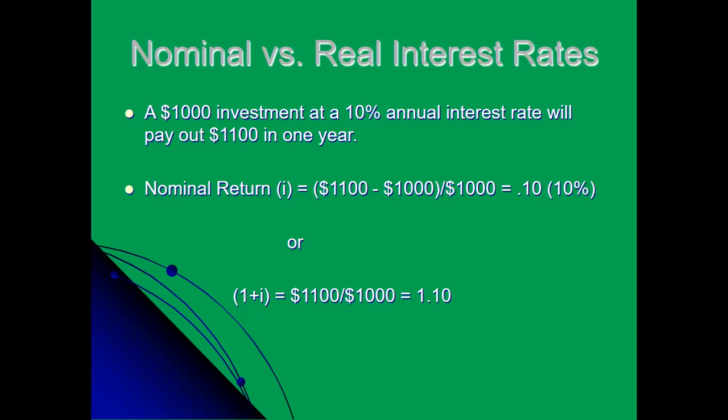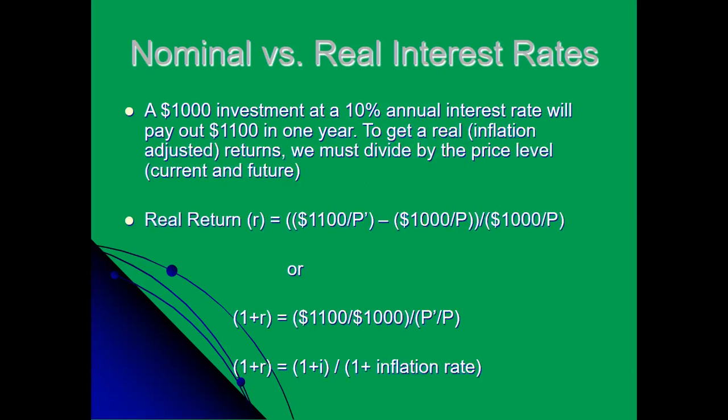So to compute the nominal return, that would be 1,100 minus 1,000, with a $100 interest divided by the principal, which is 0.10 or 10%. All right, so we can also do this: 1.10 minus 1 to get i of 0.10 or 10%. Now, what about the real interest rate though?